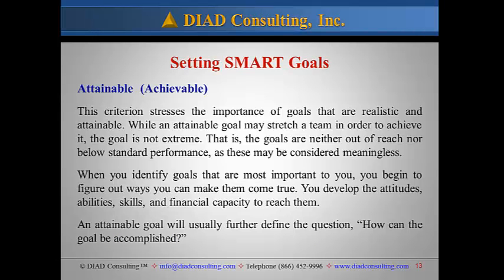Attainable or achievable. This criterion stresses the importance of goals that are realistic and attainable. While an attainable goal may stretch the team in order to achieve it, the goal is not extreme. That is, the goals are neither out of reach nor below standard performance, as these may be considered meaningless. When you identify goals that are most important to you, you begin to figure out ways that you can make them come true. You develop the attitudes, abilities, skills, and financial capacity to reach them. An attainable goal will usually further define the question, how can this goal be accomplished?